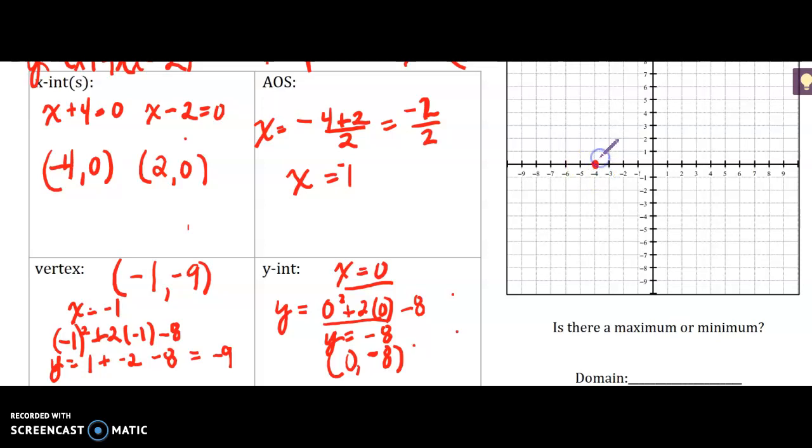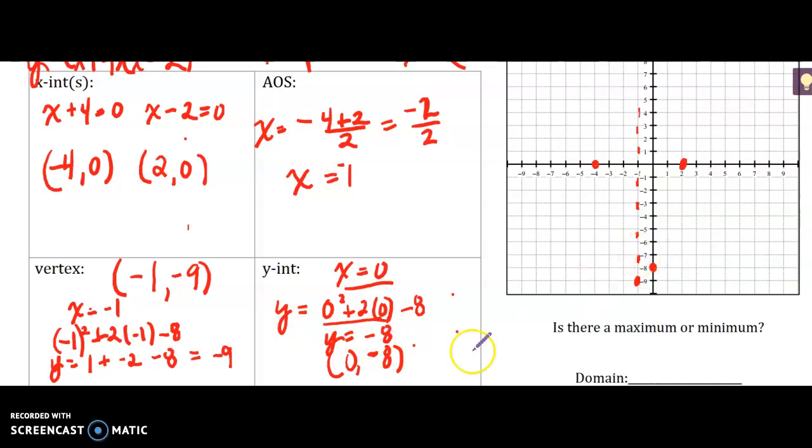So I have one point at negative 4, 1 at positive 2 for my intercepts. My axis of symmetry is right here at negative 1. My vertex is at negative 1, negative 9. I'm going to extend that line there. My y-intercept is at 0, negative 8.